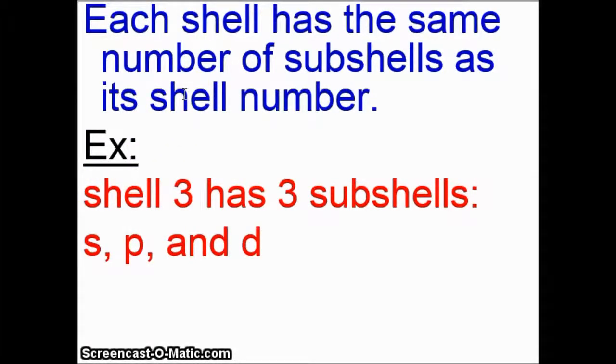One thing that is really clever is that each shell has the same number of subshells as its shell number. So what does this mean? If we're looking at energy level 3, it has 3 subshells or sublevels: s, p, and d. Energy level 2 would just have s and p. Energy level 1 would only have s. Energy level 4 would have s, p, d, and f for the subshells.